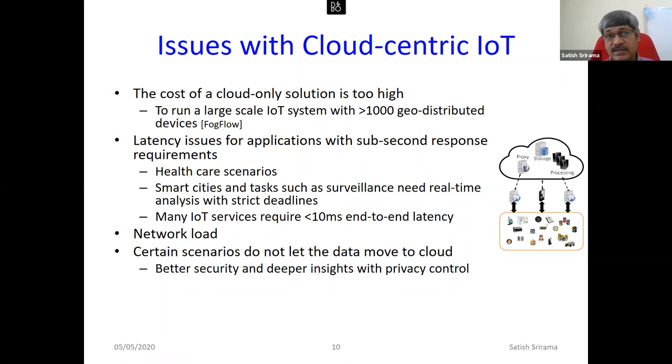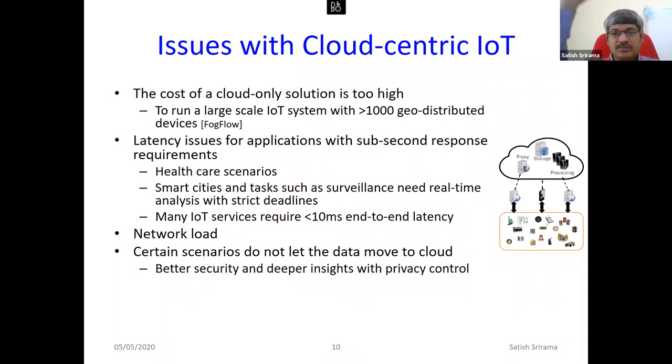Say, for example, certain scenarios do not even let you move the data to the cloud. I will tell you from my earlier experience, when I was at the University of Tartu in Estonia. The European Union is more or less an economic zone where everything can be shared across different countries, but not the health data. Personal health records can never leave the borders. So Estonian data should be processed in Estonia itself.